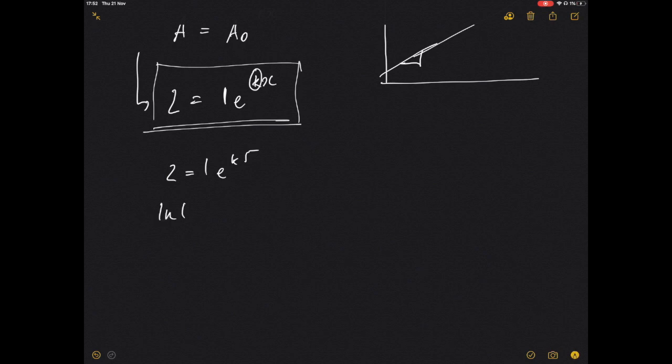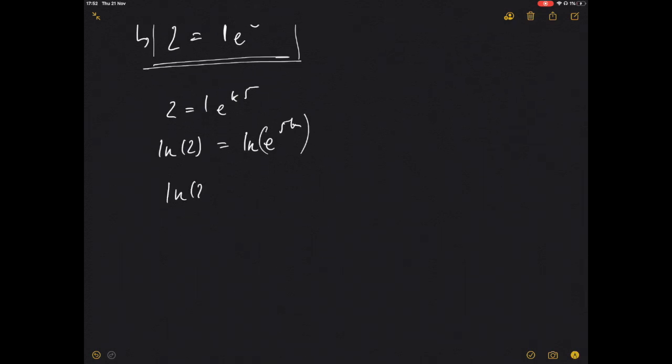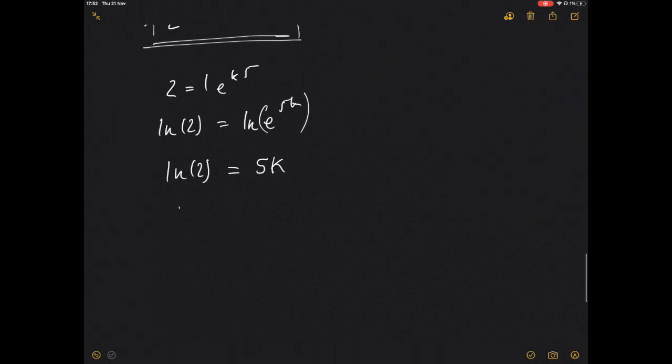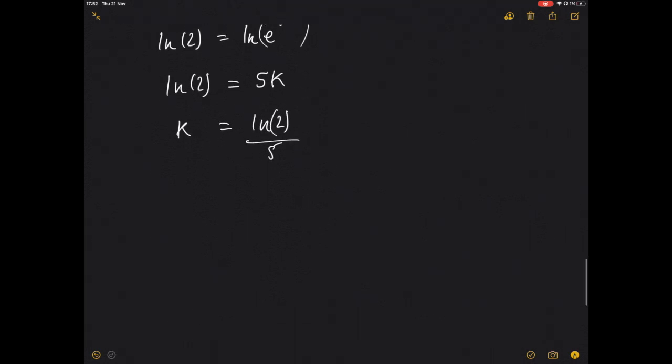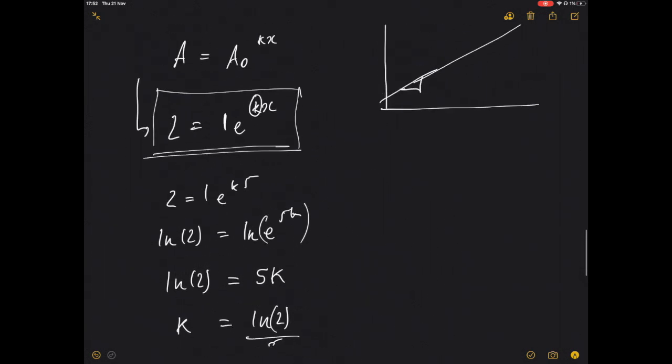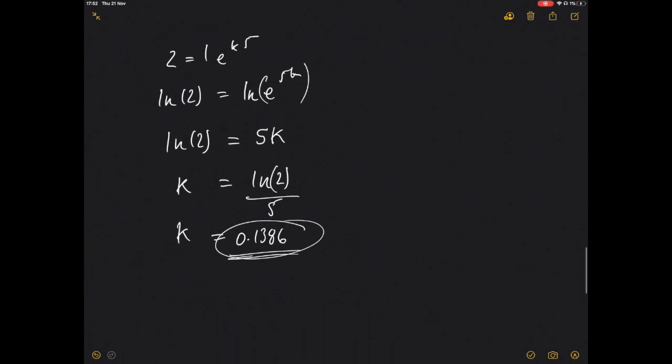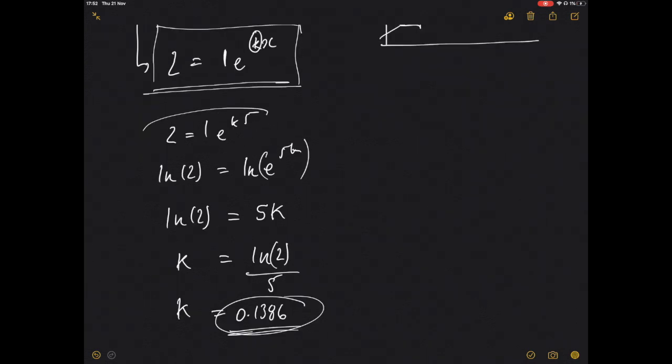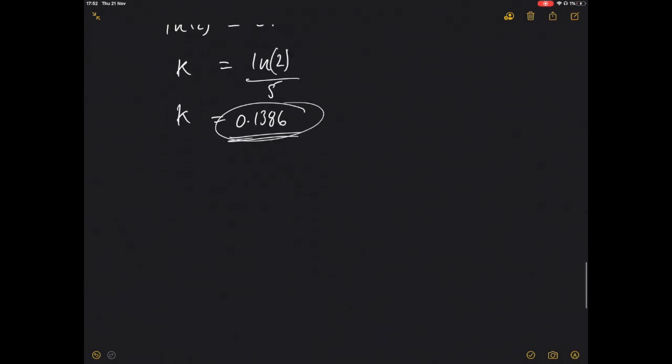So that would be ln 2 equals ln e to the 5k, which then disappears. So ln 2 would equal 5k. And then we can say that k equals ln 2 divided by 5. And we find that k equals 0.1386. Okay, so we have our constant, which is great. So we've been shown originally that a strain of bacteria doubles every 5 minutes. So we've put this into our equation, which is then going to help us project forward into the future.